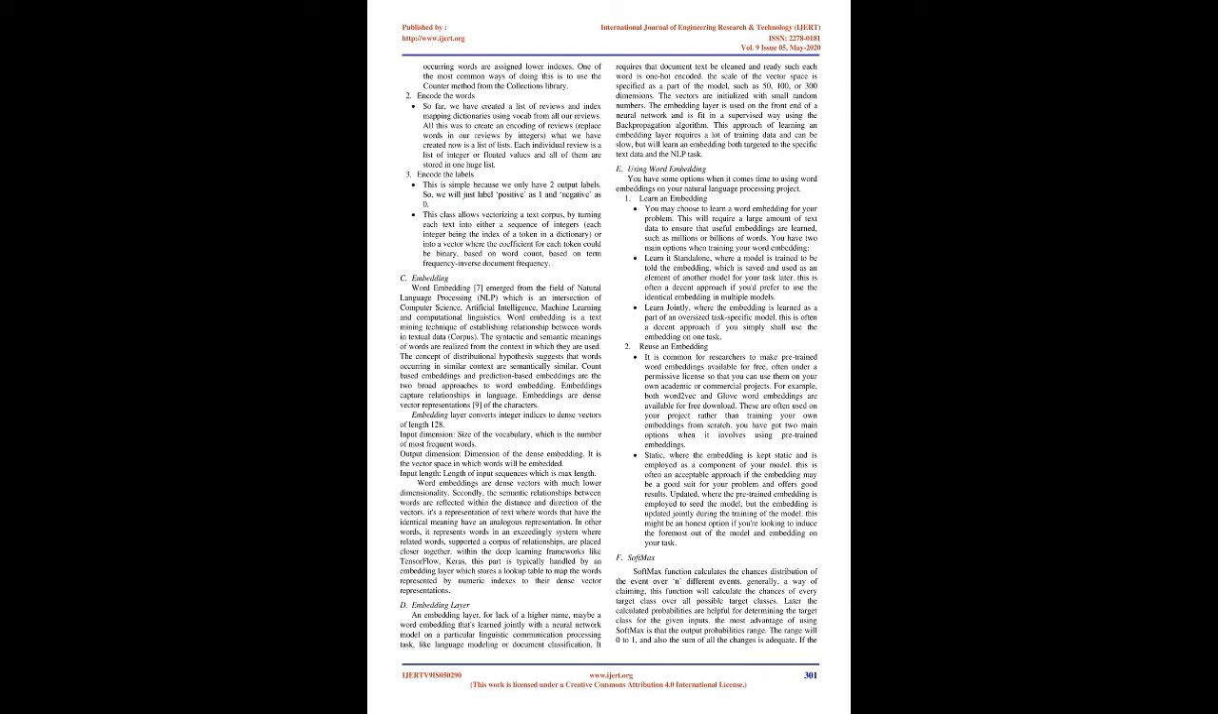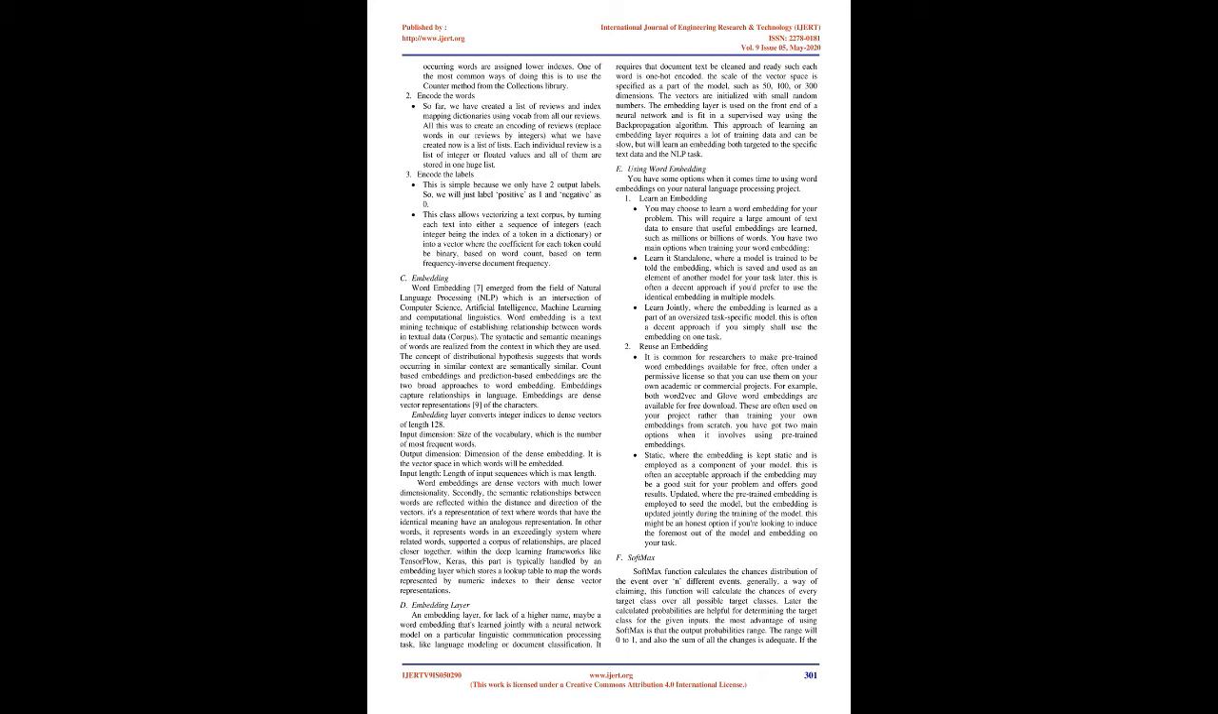1. Create a vocab to int mapping dictionary. In most NLP tasks, you will create an index mapping dictionary in such a way that your frequently occurring words are assigned lower indexes. One of the most common ways of doing this is to use the Counter method from the collections library. 2. Encode the words. So far, we have created a list of reviews and an index mapping dictionary using the vocab from all our reviews. All this was to create an encoding of reviews, replacing words in our reviews by integers.